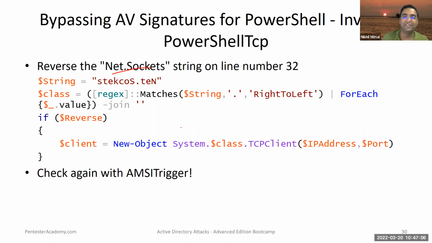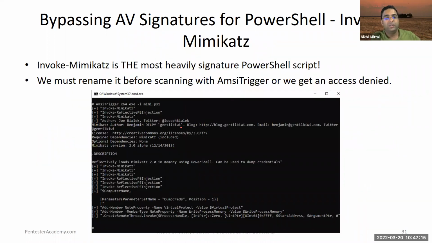That is how, for example, we can avoid MZ trigger detection for Invoke-PowerShellTcp. Now let's address the elephant in the room or on the box, Invoke-Mimikatz. Those of you who are from a penetration testing or red team background would know that this is the partial port of Mimikatz, our beloved tool. And this is the most heavily signatured PowerShell script on this planet. I mean, probably at one time, probably even more heavily signatured than Mimikatz itself.